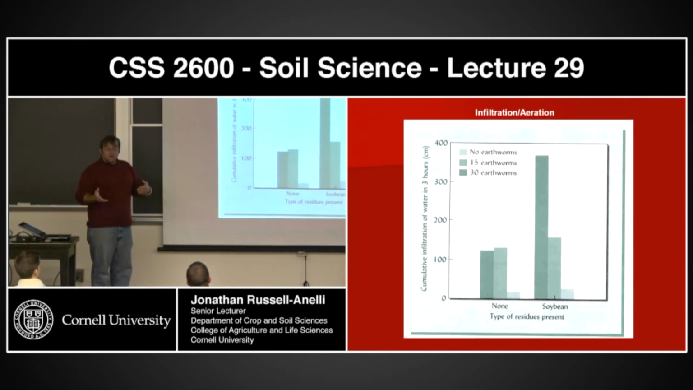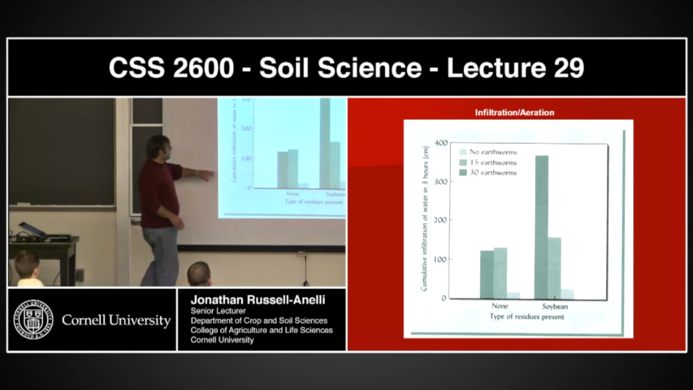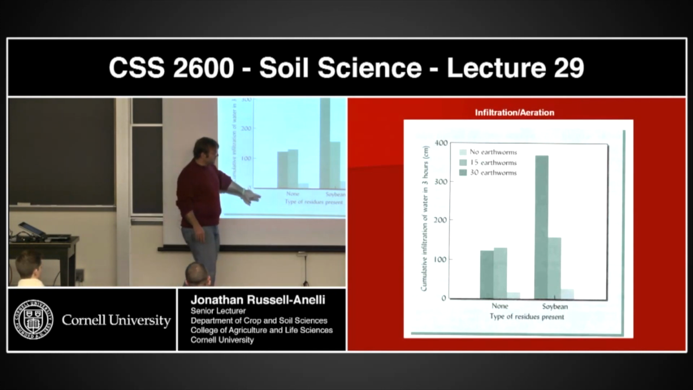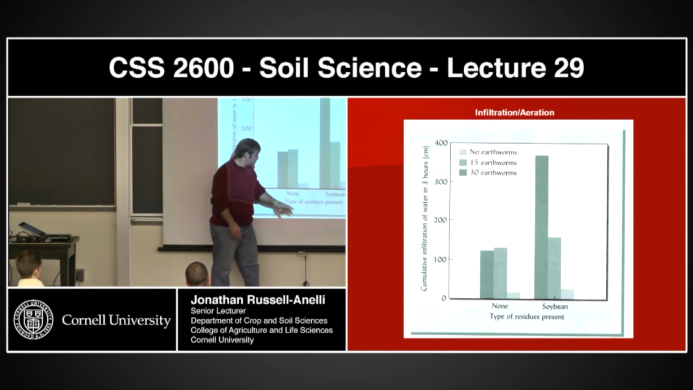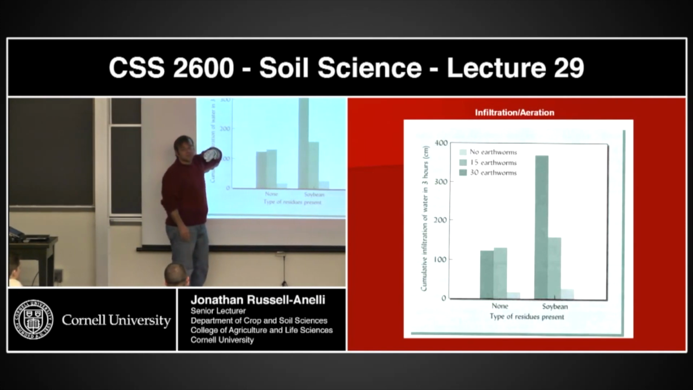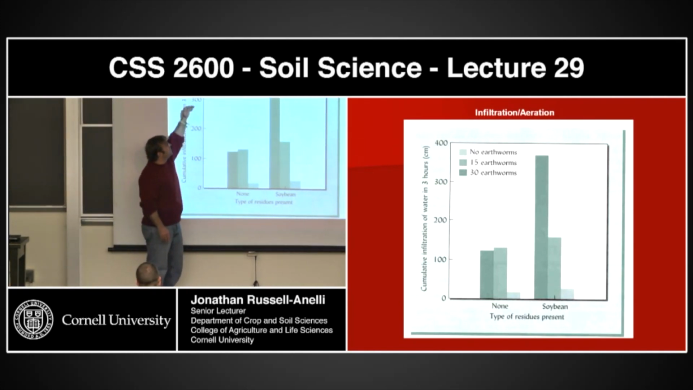So, what's going on? Yes, more population, you get more pores. But what's driving that besides the number of organisms? Here's another experiment where we're looking at cumulative infiltration rate in 3 hours. And we're looking at the types of residue present, none versus soybeans. And we're looking at basically 3 different treatments of worms. None, 15 earthworms, and 30 earthworms.